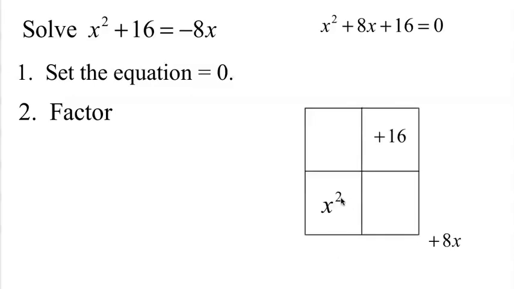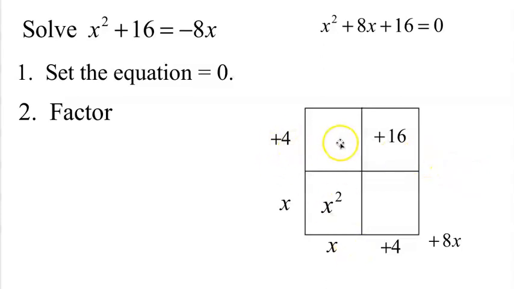How am I going to do that? Pull out the factor box. x squared has got to be x times x. But 16: 1 times 16, 4 times 4, negative 1 times negative 16, negative 4 times negative 4. There's a positive 8x there, so that indicates which one we have to use. Positive 4 times positive 4.